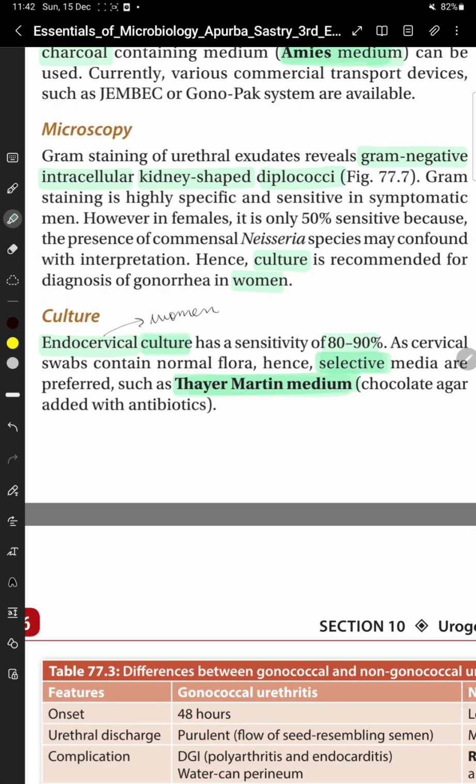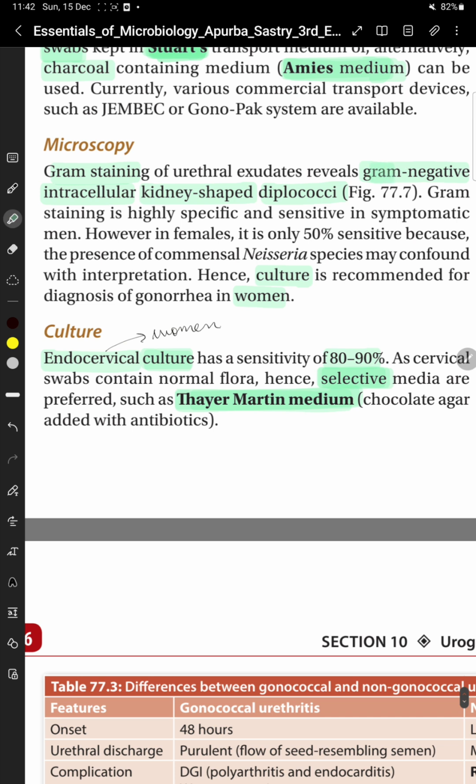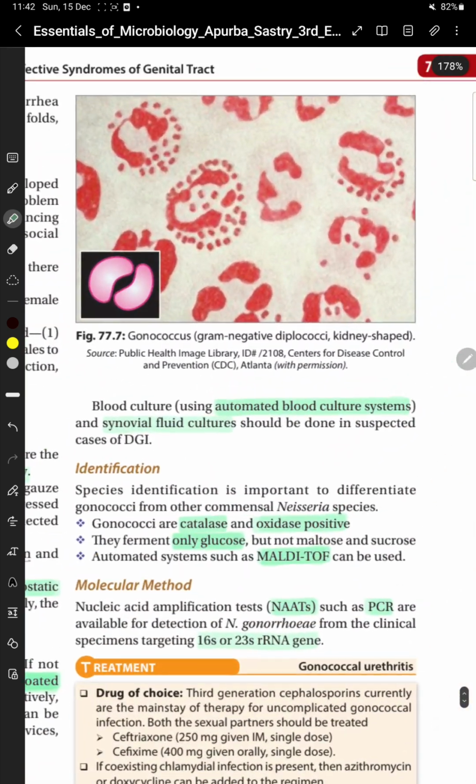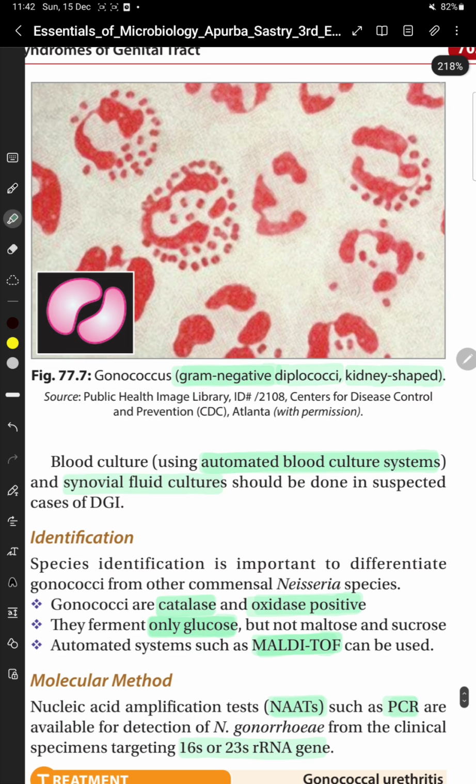Then in microscopy, we perform the gram staining. In gram staining, we will see gram-negative intracellular kidney-shaped diplococci. Gram negative means red or pink in color, diplococcus, and kidney shaped. So this is the gram microscopy of gonococcus.